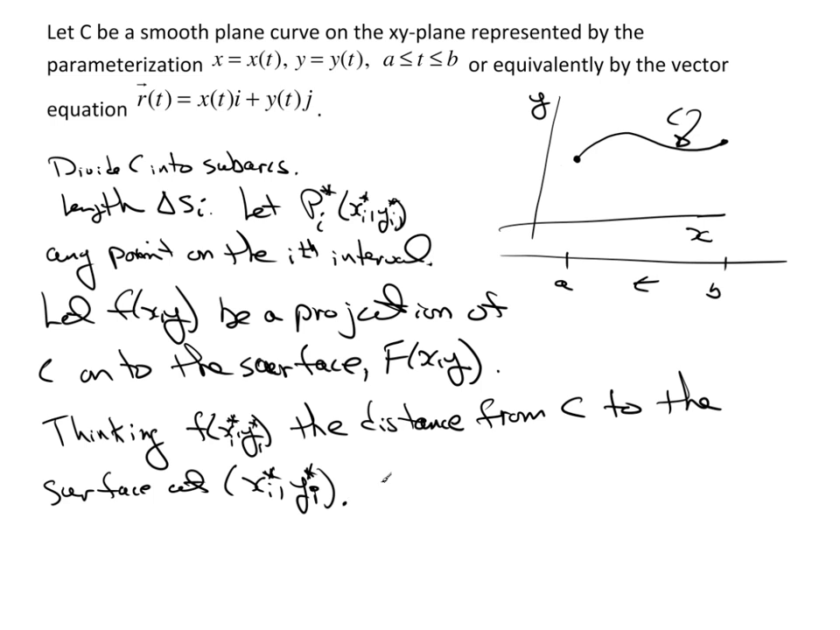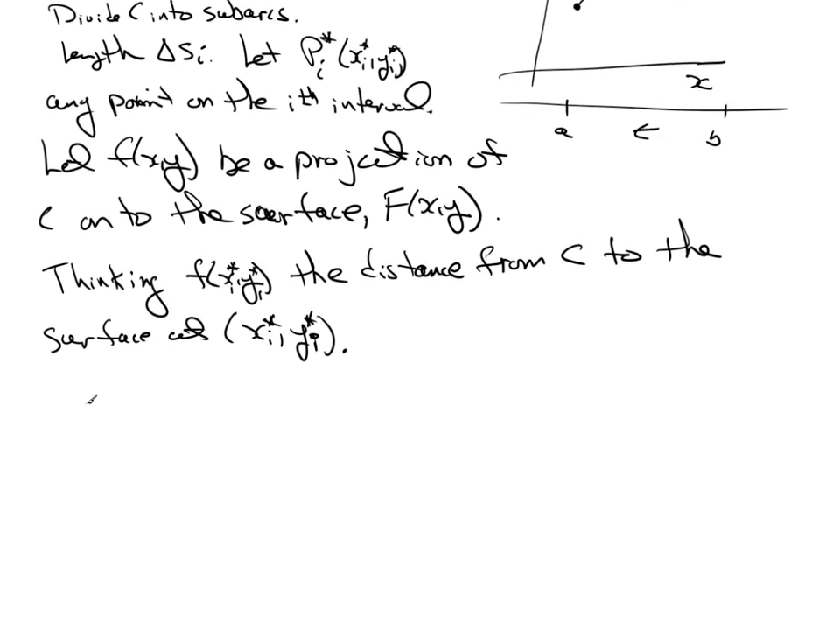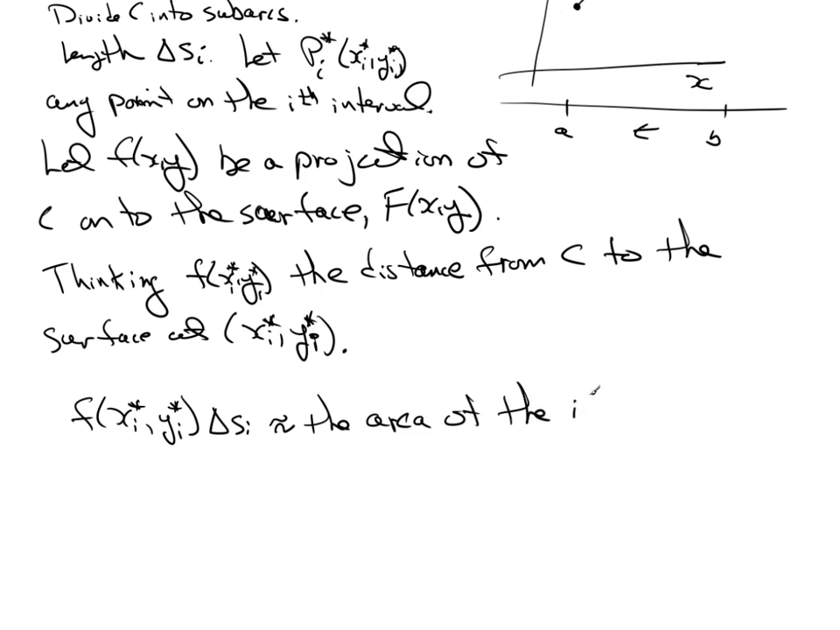Now, because of this, we can say that F of x i star, y i star, again the arbitrary point on the ith interval, times delta s i is now going to approximate the area of the ith subinterval.